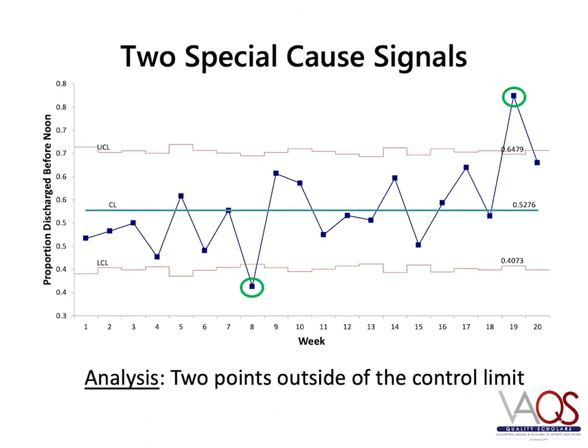In this case, there are 2 special cause signals, 2 points outside of the control limits. Because there is special cause variation, this system is not in statistical control and it cannot be used to predict future performance.